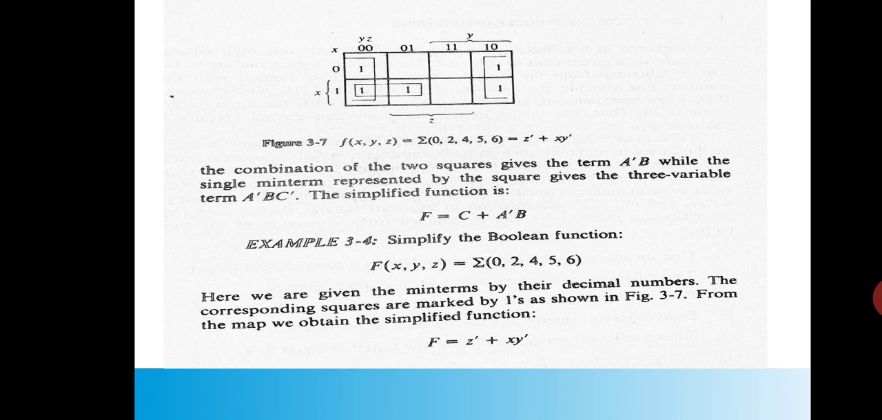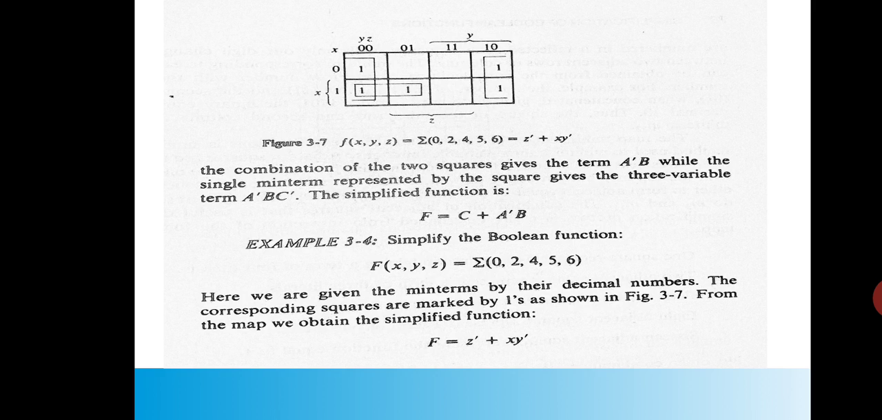Next, how to represent 4? So 4 is nothing but 1, 0, 0, isn't it? What is 1, 0, 0? That is the second row, first square. Now how to represent 5? It is nothing but 1, 0, 1, isn't it? So second row, second square.